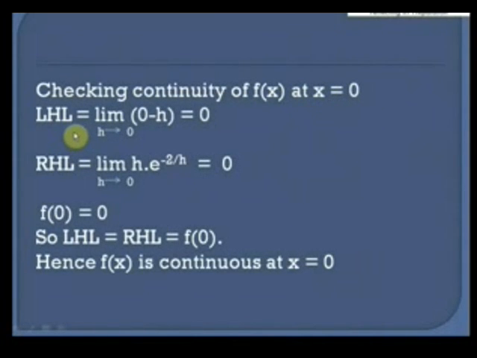The left hand limit is equal to limit of 0 minus h, h tending to 0, and that is equal to 0. Similarly, the right hand limit is equal to limit of h into e to the power of minus 2 by h, h tending to 0. Now this is equal to 0 because h tends to 0, and also given that f(0) is equal to 0. So we can say that the left hand limit is equal to the right hand limit is equal to f(0), and all are equal to 0. So f(x) is continuous at the point x equal to 0.